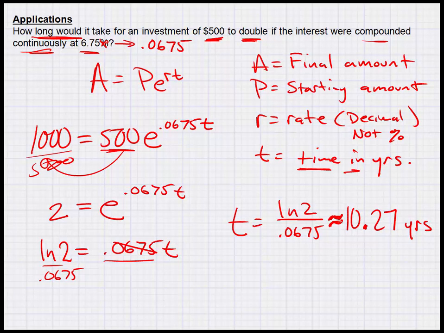Even if you want to estimate, say roughly 10 years, right? 10 years it's going to take for me to get $500 to double to $1,000 if I have continuously compounded interest at 6.75%. That's a long time. I don't know that I could wait 10 years for that, but that's how interest works, right? 6.75% is also a pretty high interest rate compared to what you'll probably get nowadays. All right, so now you know how to solve log and exponential equations.